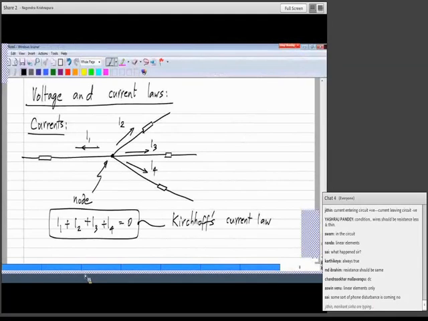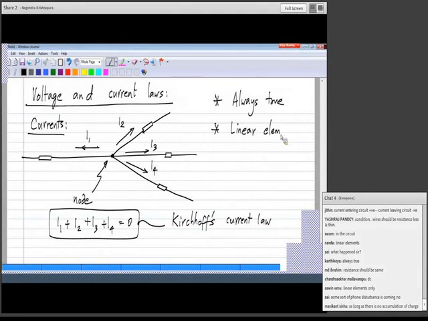Okay, there are a number of responses. I will broadly group them into: always true, and for linear elements or circuits, and somebody said something about no resistance in the wires. And then somebody else said charge conservation, or no charge accumulation and so on.